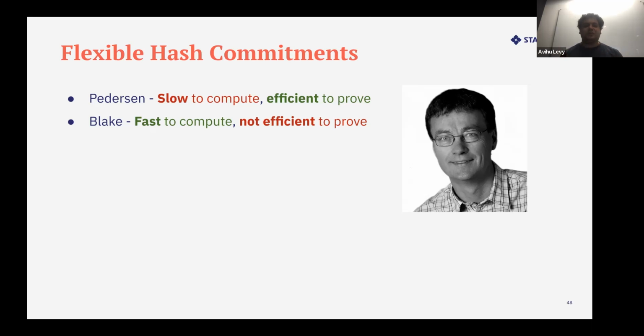Therefore, it's very efficient to prove, but it happened that it's pretty slow to compute. And on the other hand, there is Blake, which you are probably familiar with. It is very fast to compute, but doesn't have a simple structure, and therefore is not so efficient to prove.